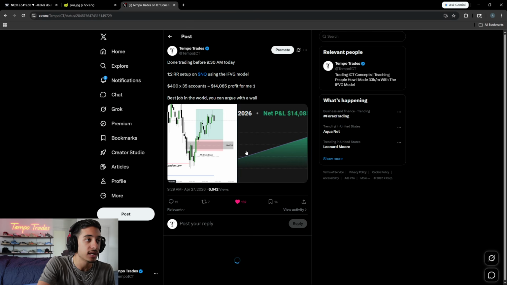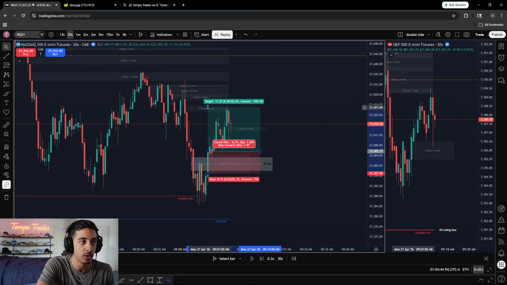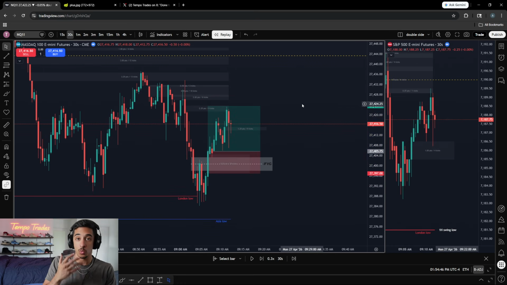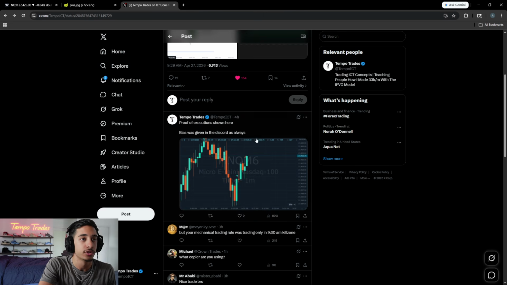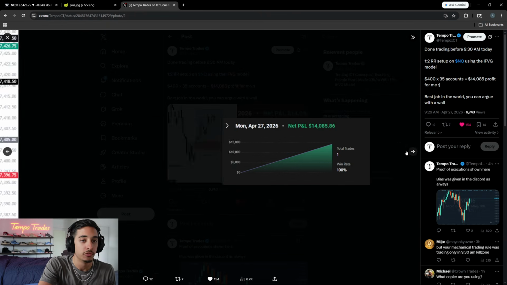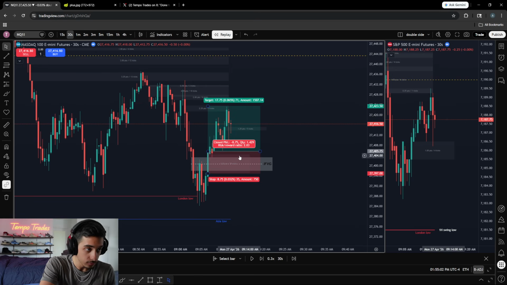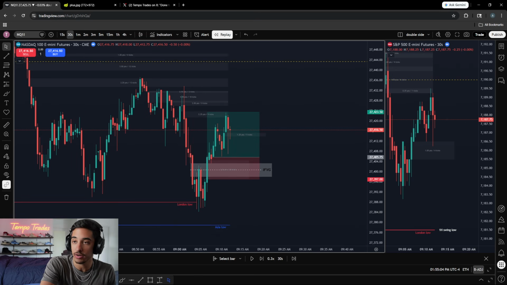So you can see my executions right here, where I got in or I got out. It was like 16 or 17 points in profit. And because it was a 1 to 2 R trade, I made double the amount of money that I risked. Okay, so it was about $400 per 50K account times 35 accounts for the total payout that you see right here. So yeah, just very, very clean, very, very easy.